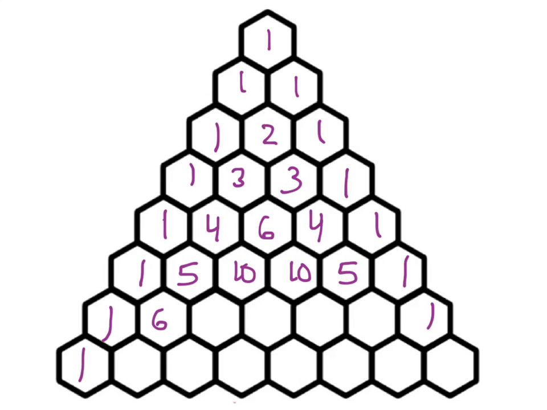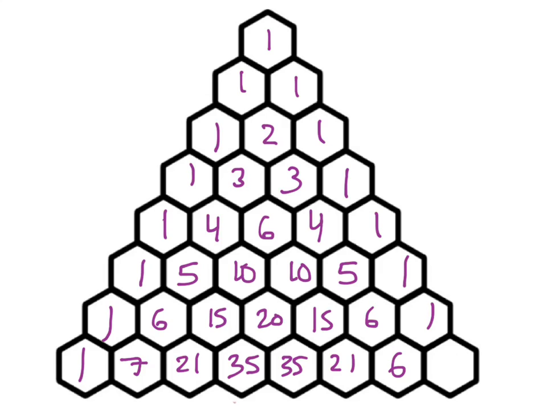This would be 6, this would be 15, this would be 20, that's 15 right there, and then 6. Then 7, 21, 35, 35, and then 21, and then 7 and 1.